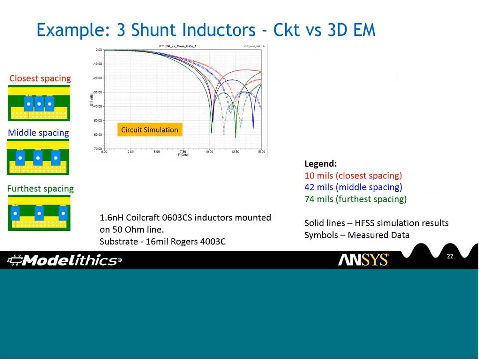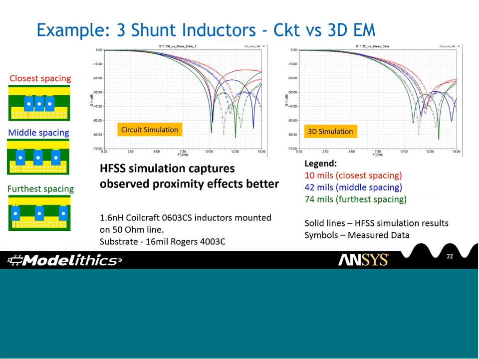So in this test case, we have three 0603 size inductors that were placed in shunt configuration on a 50 ohm line. Component separation was varied from approximately 1 substrate height to approximately 5 substrate heights to study coupling effects. Results from the circuit simulation of this test picture and the components were compared against measured data in the plot shown here. This was done using Modelithics models for the inductors and the simulator's built-in transmission line models. On the right, results are shown for the same configuration, but now using full 3D EM models for all components in the design, for the inductors, traces, vias, everything.